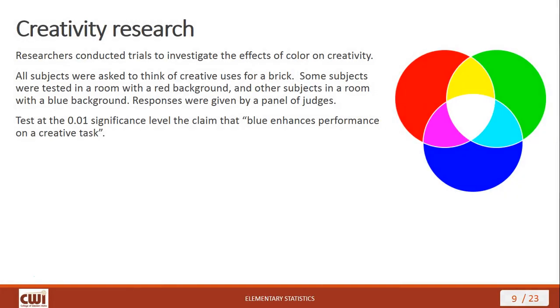Let's look at an example to illustrate how this is applied. So we have researchers who conducted trials to investigate the effects of color on creativity. Subjects were asked to think of creative uses for a brick. Some subjects were tested in a room with a red background. Other subjects were tested in a room with a blue background, and responses were given by a panel of judges. So by testing them in the different colored rooms, we can see if the color has any effect on creativity.